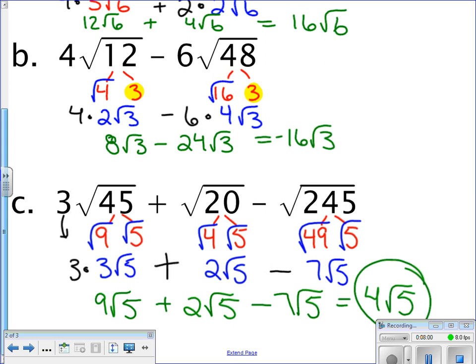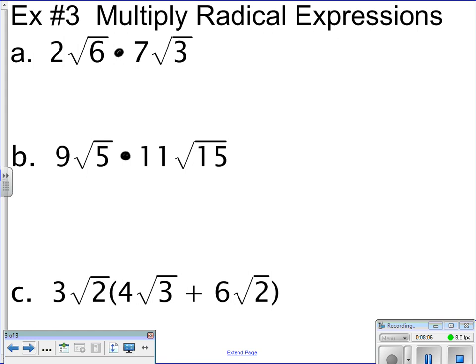All right, the last one. All right, here's some more multiplying things back together. Now, remember, when you're multiplying radicals, the outside parts are multiplied, and then the radicands are multiplied.